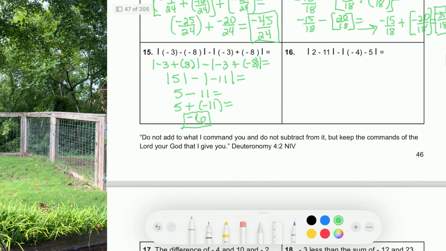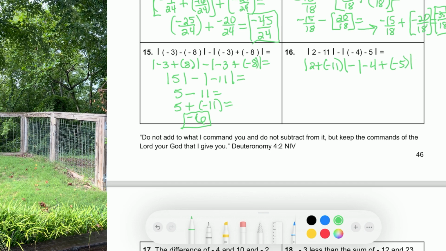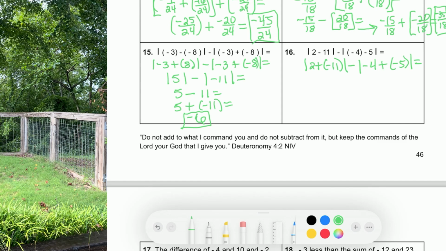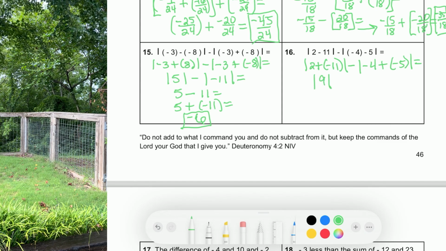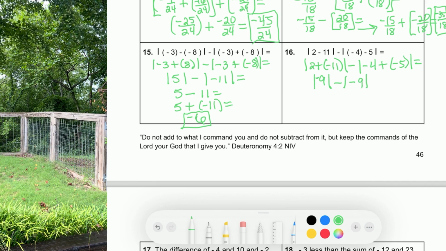Last one like this. We have 2 minus 11. So let's go ahead and do our keep, change in both of these. So keep, change. All right, so 2 plus negative 11, take the difference. We get 9 within that absolute value. The 11 is the higher one, so it's actually a negative 9. Negative 4 plus negative 5, they're the same, so we're going to add and keep the sign. So that's a negative 9.